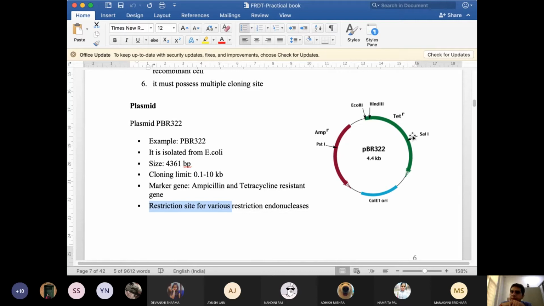Whereas those cells which are having this empty vector, a non-ligated vector, are going to be resistant to both ampicillin and tetracycline. So this is one way this plasmid vector is going to work.